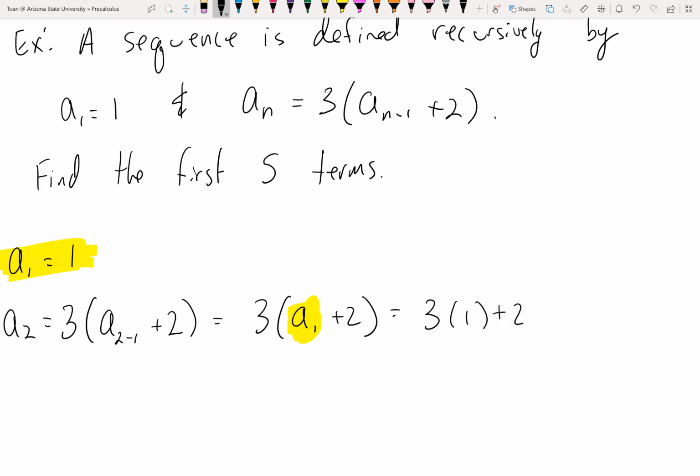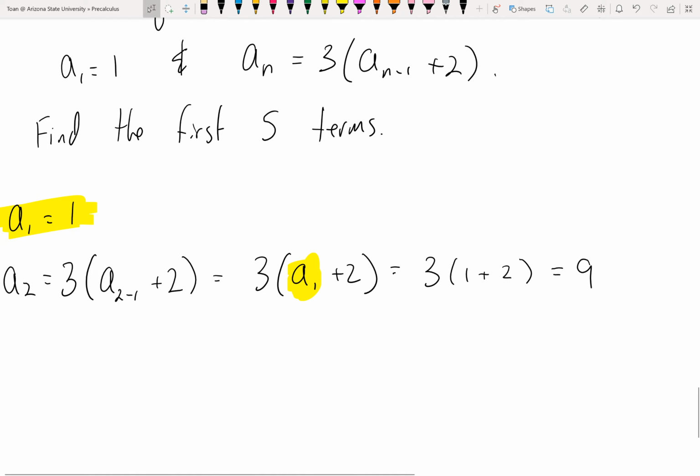3(1) plus 2, which equals 5. Oops, sorry, forgot the parentheses. Man, too early today. That would be 9. That's what it means by recursive, in that in order to figure out what a sub 2 was, we had to use the a sub 1 number. Let's do it one more time.